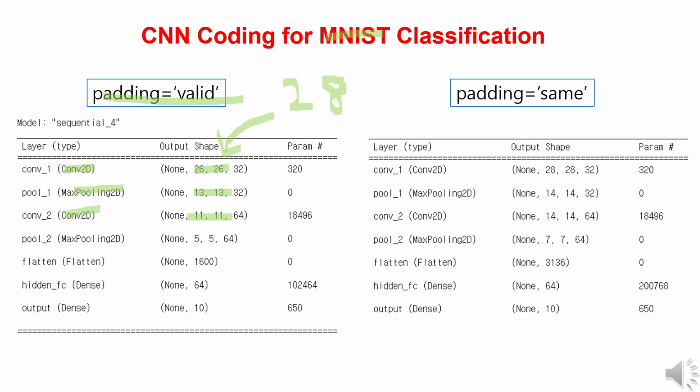On the other hand, if we use padding equals same to apply zero padding, the output size remains the same as the input after the convolution. So, after the first convolution, the output would still be 28 by 28, and after pooling, it would become 14 by 14. The second convolution would also keep the size at 14 by 14.